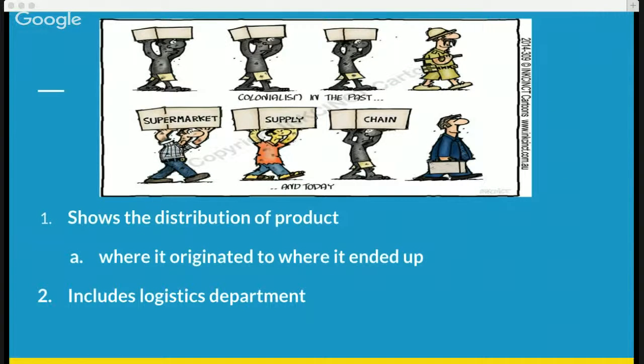So then versus now. This is a little goofy cartoon up top, but it shows that fewer people used to have to touch and modify the object years ago, but now there are different manufacturers and companies and corporations that all have their hands in the same object. But generally, supply chain management shows the distribution of the product. So where it starts out, where it goes from there, who modifies it, and where it's going to end up. And this includes all of the logistics department.